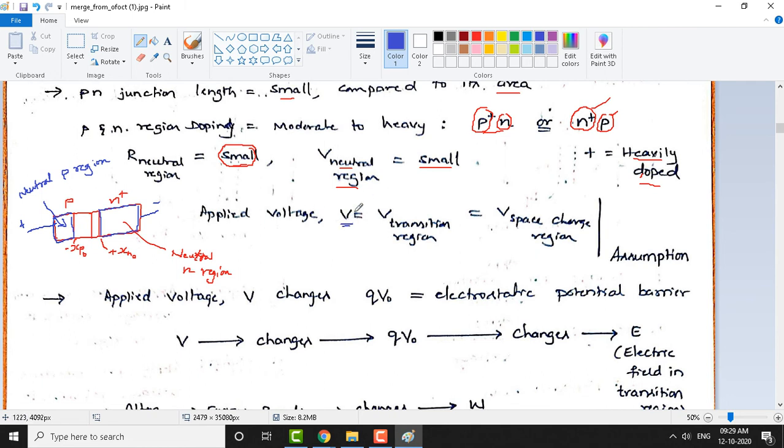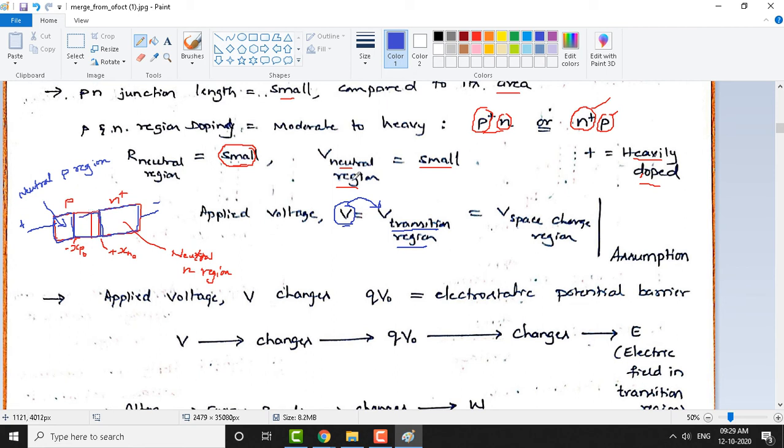This is the applied voltage, and the entire voltage appears across the transition region. So that's what we were telling here. The applied voltage V is equivalent to the voltage in the transition region. So this voltage gets passed on to this transition region.